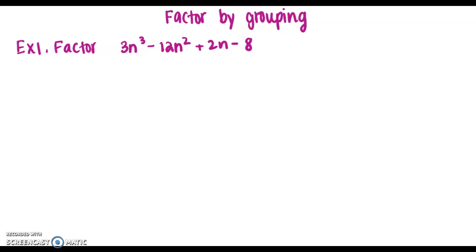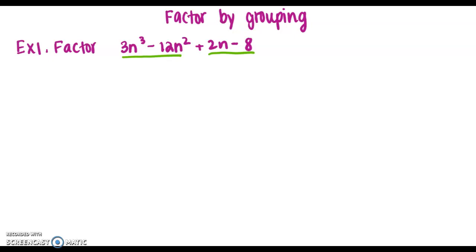All right, we're going to do factor by grouping here, and we're going to need this in order to factor quadratics. So our first example here is factor 3n to the third minus 12n squared plus 2n minus 8. And we're going to go ahead and start by grouping these. So you group two things together, and then you group the last two things together.